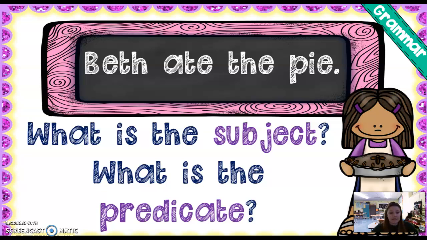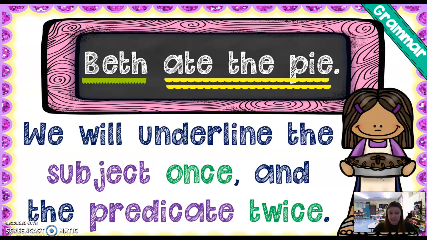So we have the sentence, Beth ate the pie. What's the subject? Who or what is the sentence about? The sentence is about Beth. And what is Beth doing? In the sentence, it is ate the pie. That's past tense, means she already did it, right? So we're going to underline the subject once and the predicate twice. So you have an underline once for subject, underlined twice for predicate.